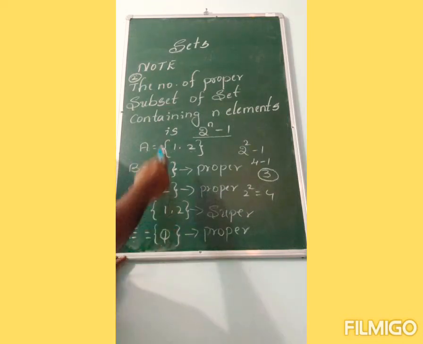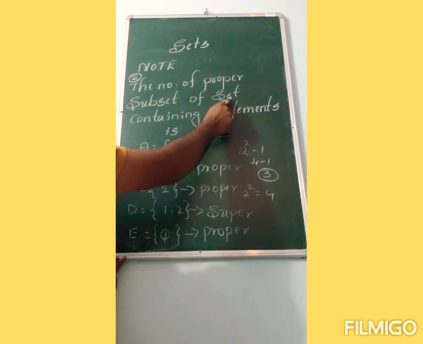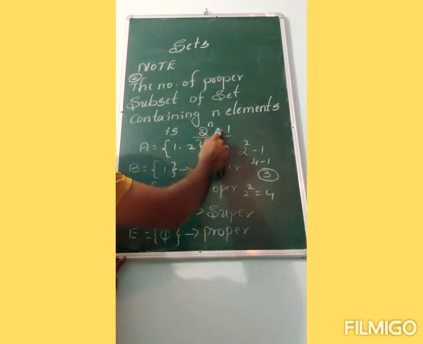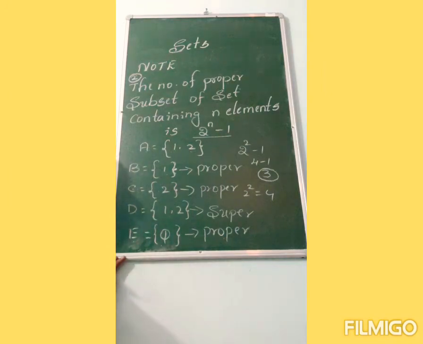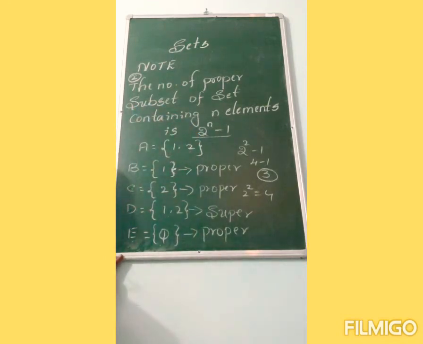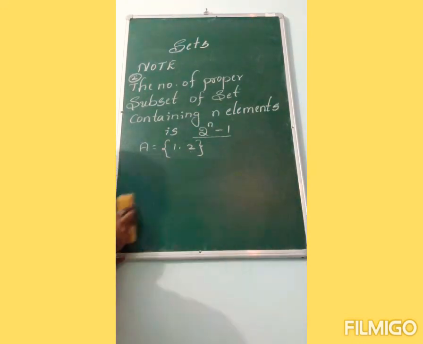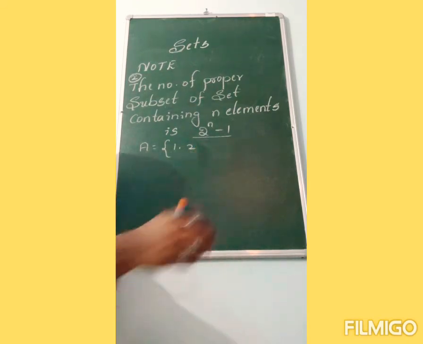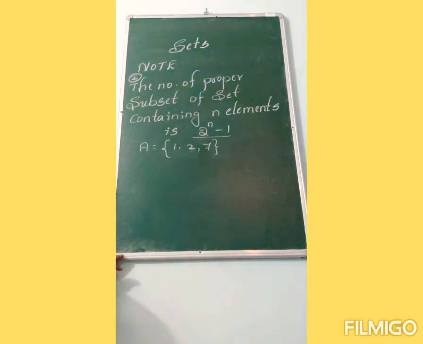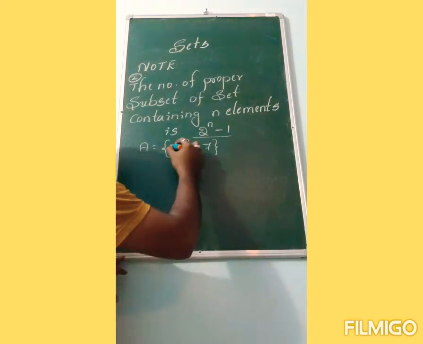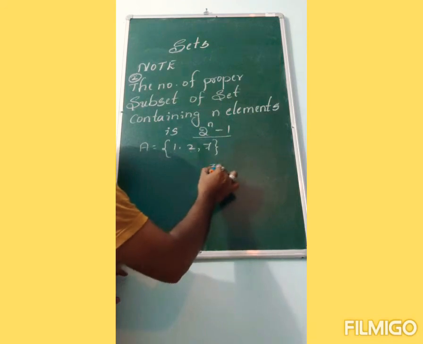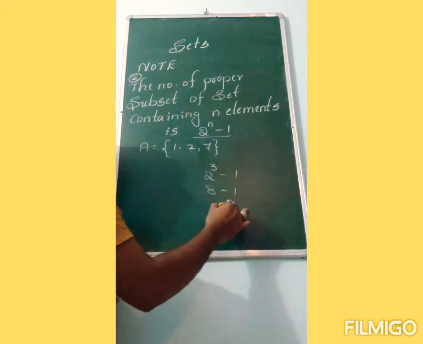Understood? So the number of proper subsets of a set containing n elements is 2 to the power of n minus 1. They may expect this kind of question in the exam. The answer is 2 to the power of n minus 1. Suppose the set contains 3 elements. Instead of 1, 2, you can take one more element, 7. In this case, how many proper subsets can we get? 1, 2, 3. Substitute: 2 to the power of 3 minus 1. 2 to the power of 3 is 8. 8 minus 1 is 7.